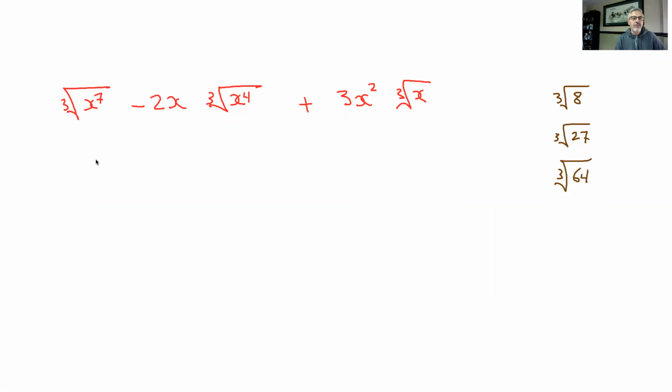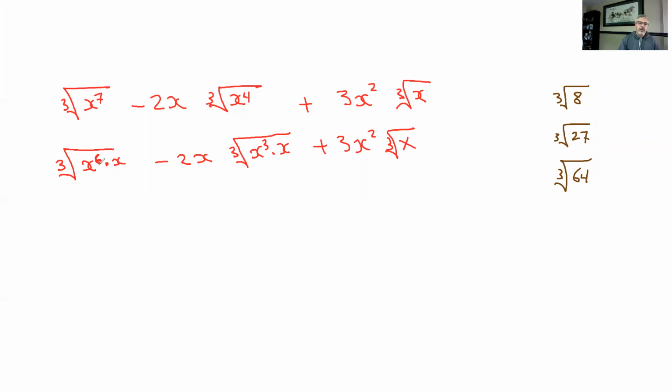So again, the cube root of x to the 7, as I mentioned in my earlier lesson, that x to the 7, you break it into x to the 6 times x. So that's x to the 6 minus 2x. And the cube root of x to the 4, break it down into x cubed times x. And this, you cannot do anything about this one, so just keep it as 3x squared cube root of x.